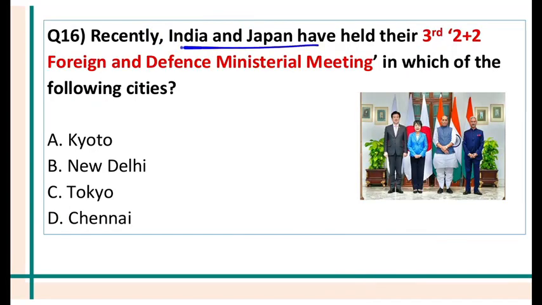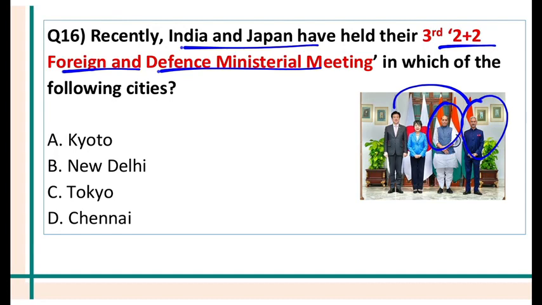India and Japan have held their 2+2 foreign and defense ministers meeting. You can see the foreign minister of India, Jaishankar, and the defense minister of India, Rajnath Singh. They met the foreign and defense ministers of Japan. So where did this meeting take place? This meeting took place in New Delhi. The answer is New Delhi.